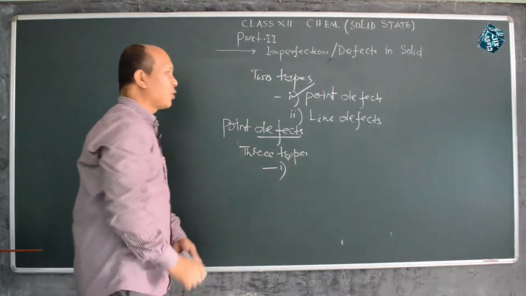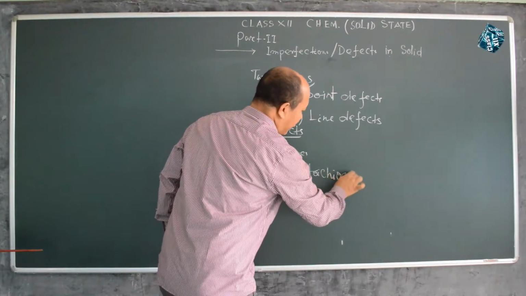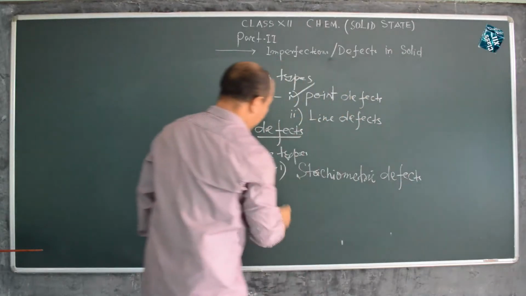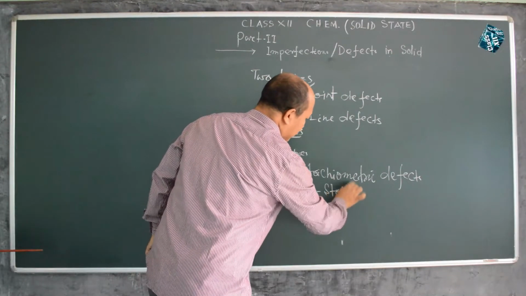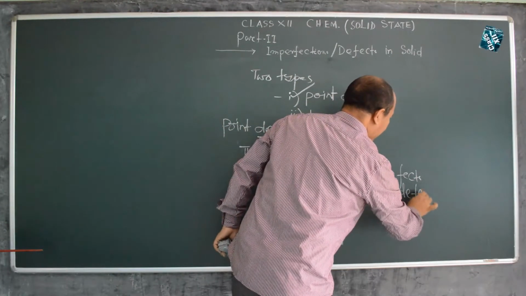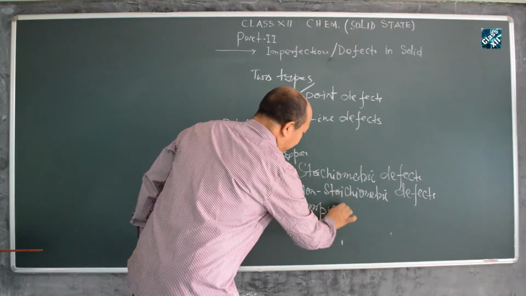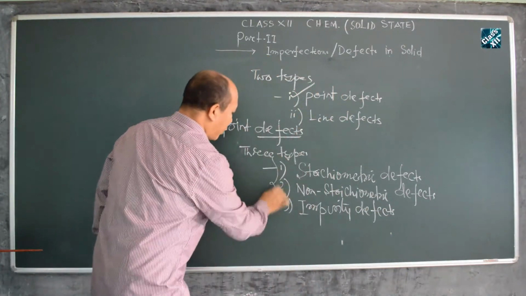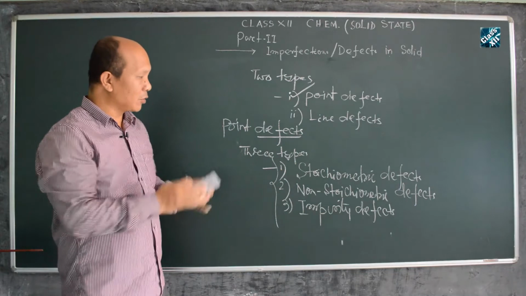First one, stoichiometric defect. Second one, non-stoichiometric defect. Third one, impurity defect. Let us understand them one by one: stoichiometric and non-stoichiometric defect.